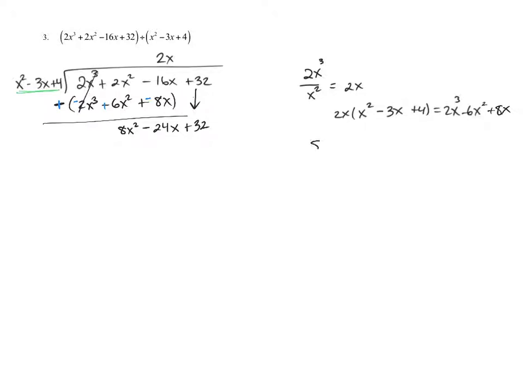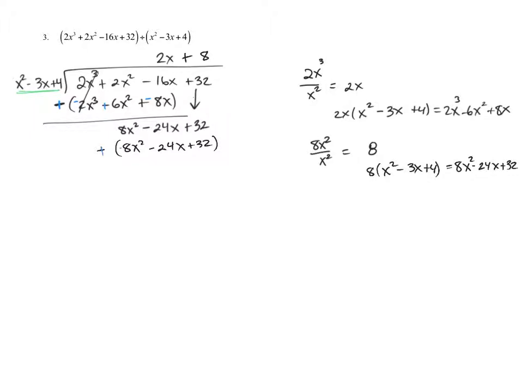We're going to take that 8x squared and divide it by the leading term of our divisor. We'd get 8. So that's the next term in our quotient. Now we can figure out what we subtract. We take that and multiply it times our divisor, and we would get 8x squared minus 24x plus 32. We subtract that whole thing, and you'll see that we end up with a remainder of 0.